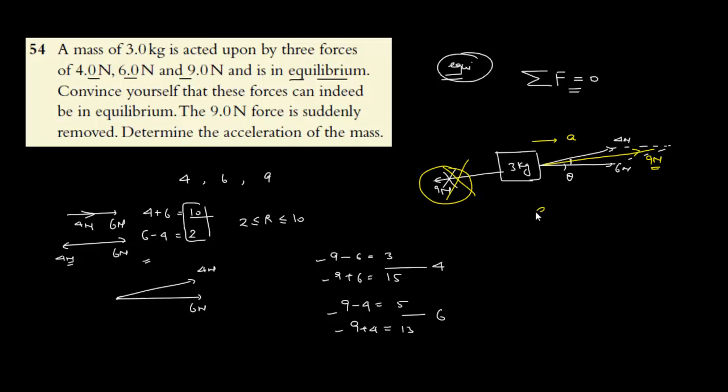In this situation the acceleration is the net force, or the resultant force acting on this 3 kg mass, which is now 9 Newton, divided by the mass of the object, that is 3 kg. So this gives us 3 meter per second square.